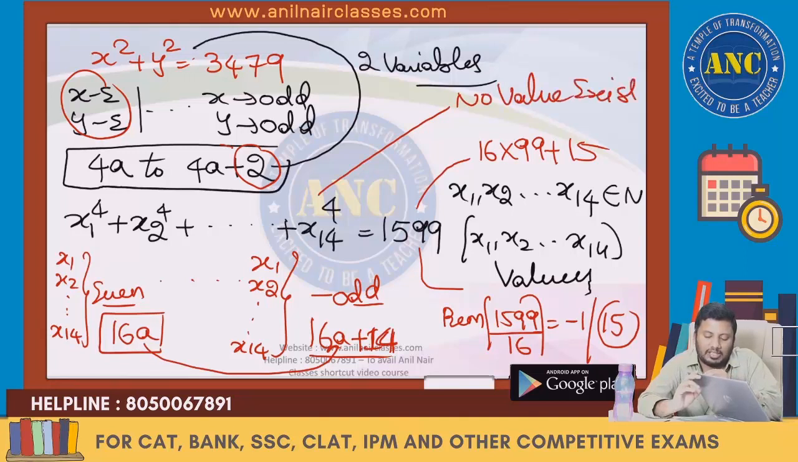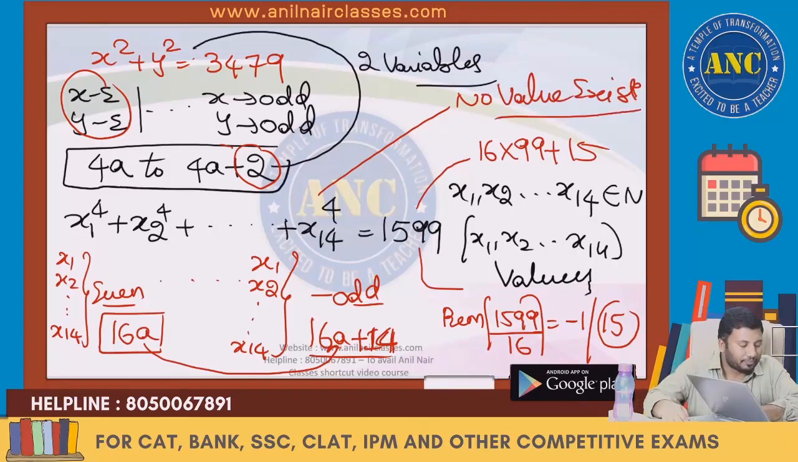See the above example and see these. Next example, it should be clear to you. x square plus y square is equivalent to 3479. Best case is when both are even, x is even, y is even, so it is divisible by 4. Worst case is when both are odd. An odd number squared gives a remainder 1. Or in other words, there are two variables, I got plus 2.